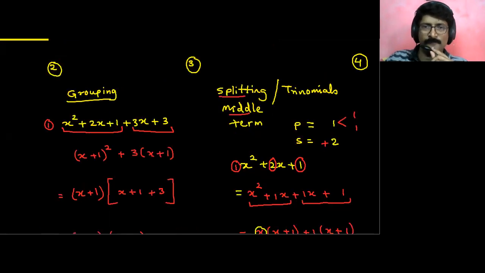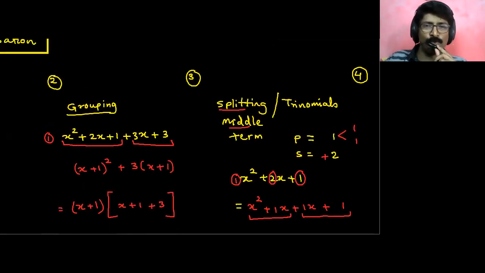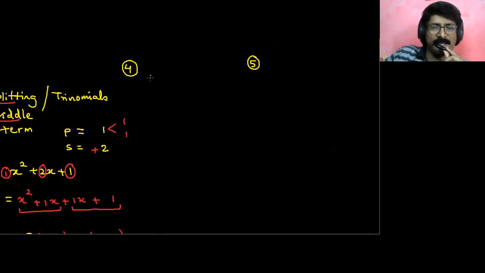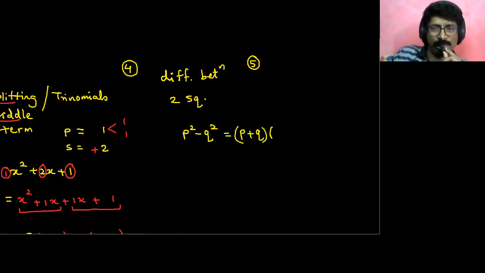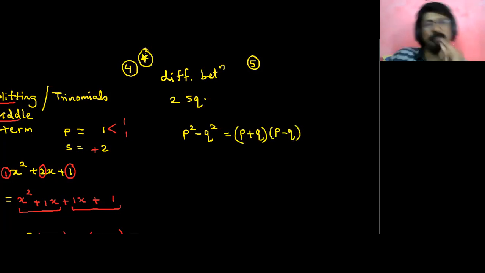I hope you understood. Then there is a fourth type of sum, something called the difference between the two squares. Like p square minus q square can be further factorized as p plus q into p minus q. This is very nice and very interesting and super duper easy. We're going to learn this and then you'll understand why I'm laughing.